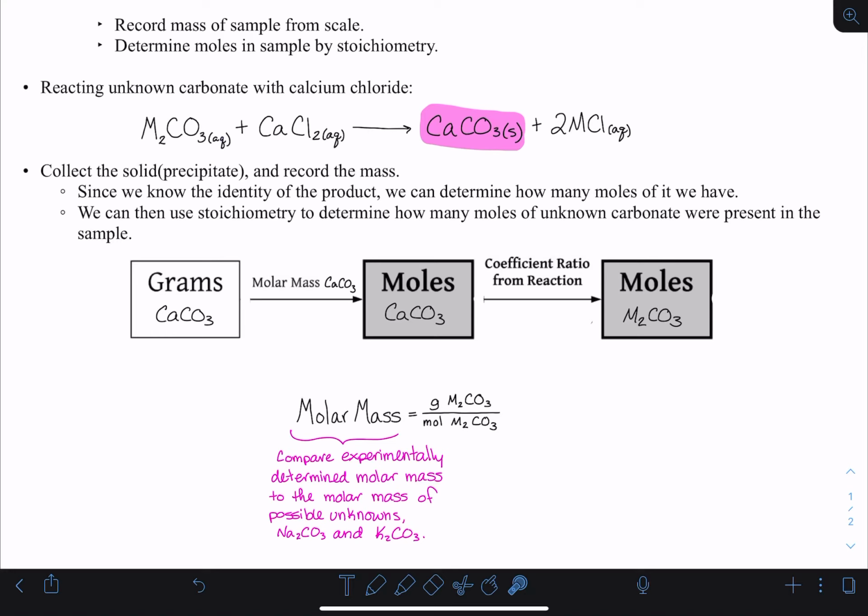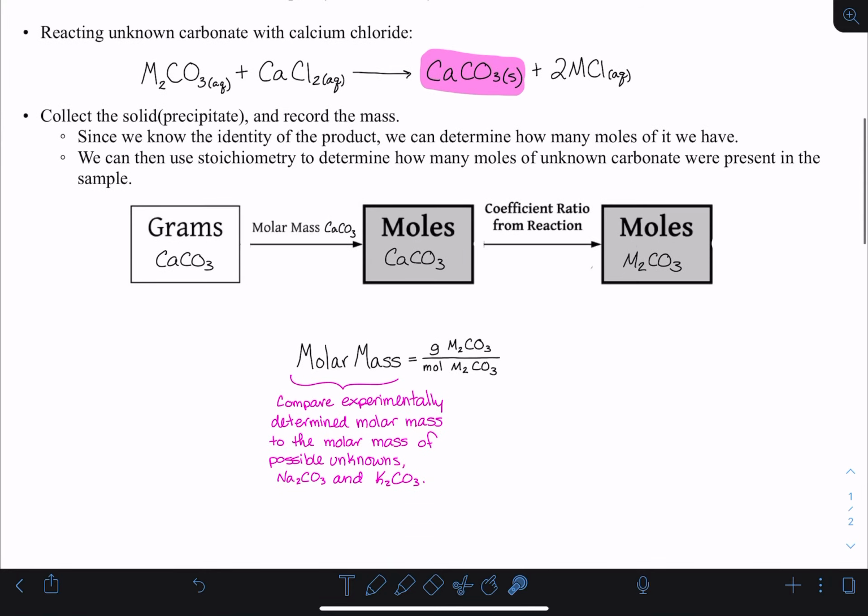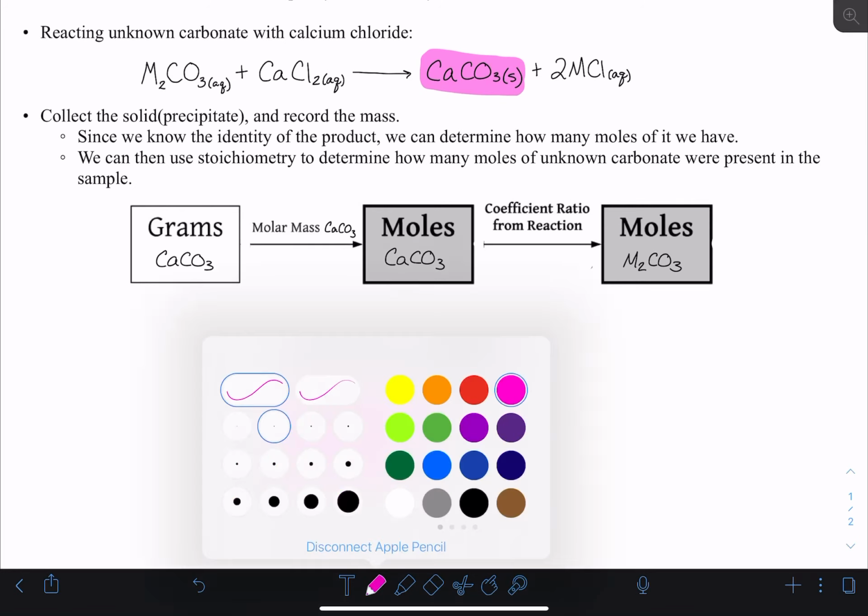So once we know the mass of our calcium carbonate product, we'll be able to use its molar mass to go to moles of calcium carbonate, and then we can use the coefficient ratio to go from moles of calcium carbonate to moles of our unknown carbonate sample that's either sodium or potassium. So this M is just kind of a placeholder for either sodium or potassium.